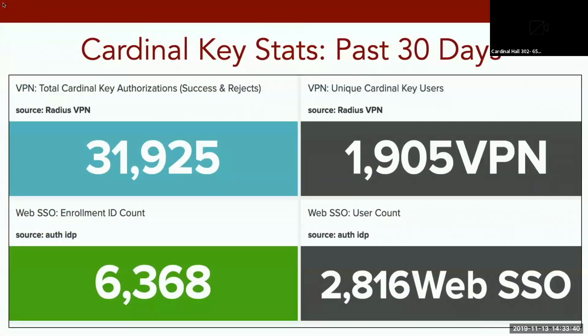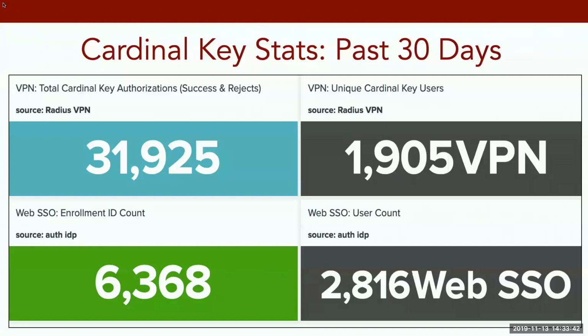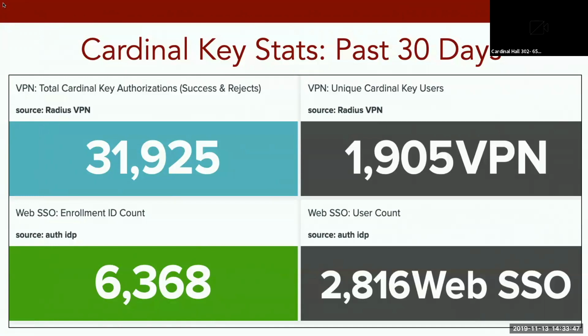And here are some recent numbers, just to give you a sense. On the right-hand side, we're looking at the VPN numbers. This is the number of unique people using Cardinal Key for VPN. It's a little over 1,900, and 2,800 unique people are using it for web single sign-on. Again, these numbers are very low, right? That's a small percent of our user base.